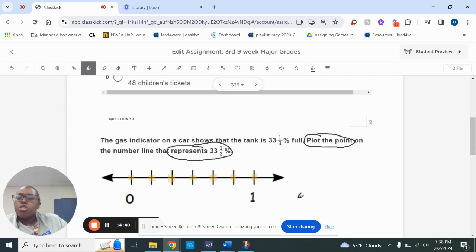Well, first you need to do what I've taught you in class and decide or figure out what is the value of each tick mark. Well, looking at the very first number we see, we have 0, and then the next number after it is a 1. Well, it takes 1, 2, 3, 4, 5, 6 lines to get from 0 to 1.